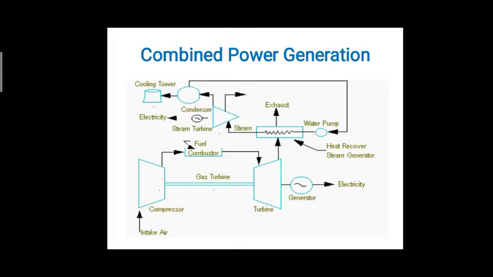So the combined power generation is a combination of both gas turbine power plant and steam turbine power plant, or you can say steam power plant. Now let us see how it functions, or the working principle of combined power generation.